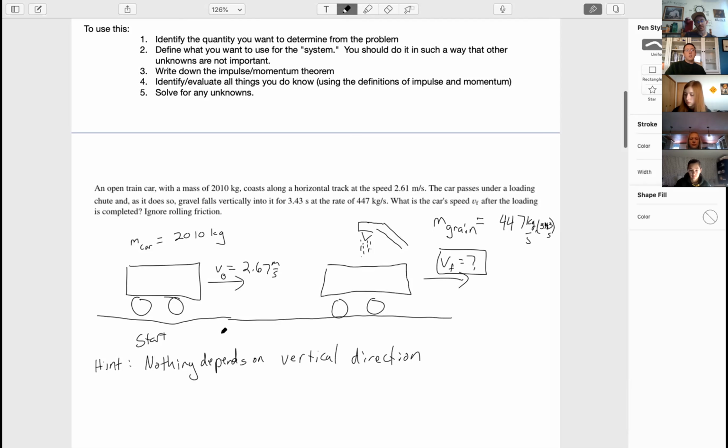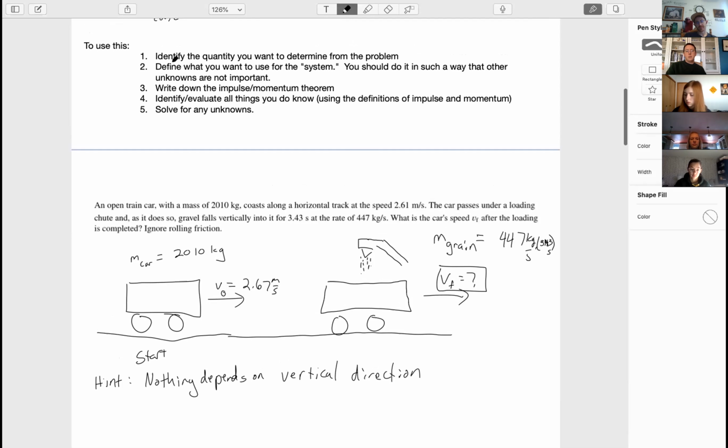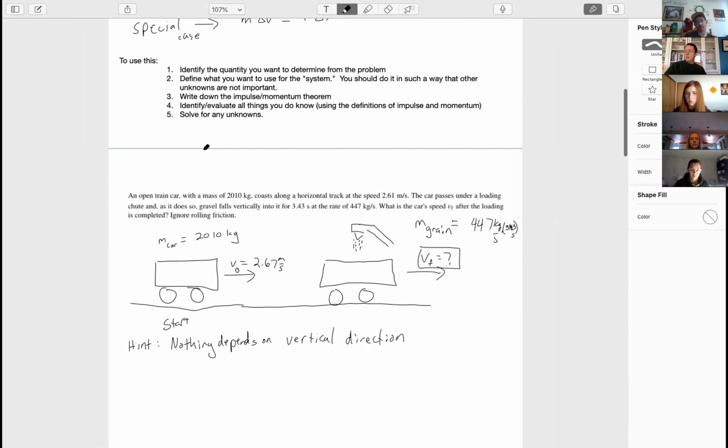Okay, so let's go through the steps. Do it just a little bit smaller so I can write them down. Step one: identify the quantity you want to determine from the problem. Well, I already kind of boxed it in. We want V final. Okay. Awesome.